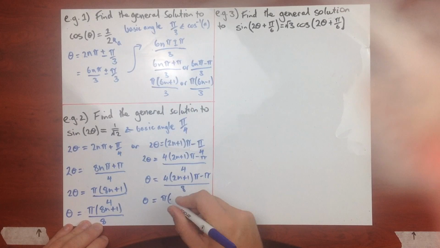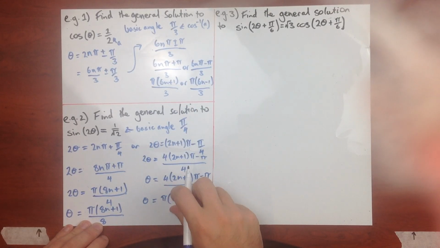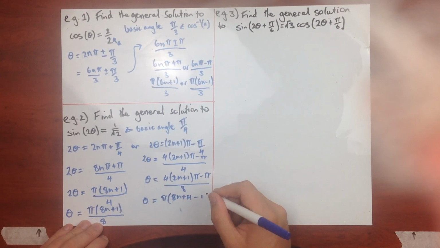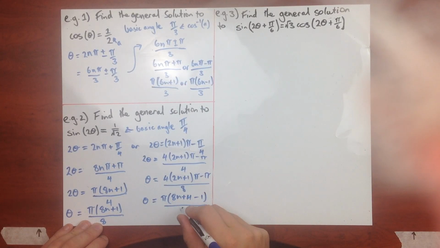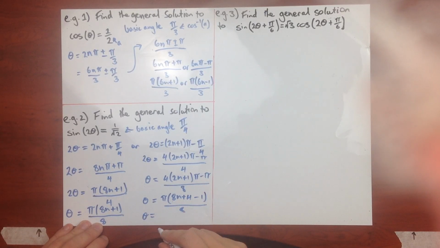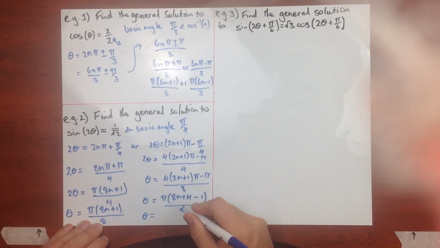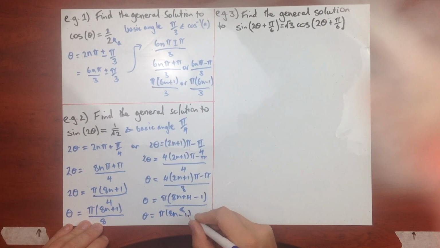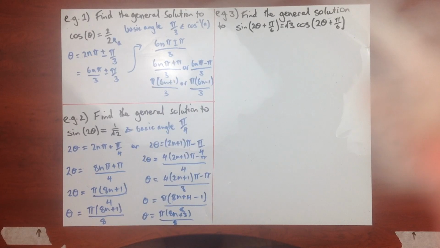And pi outside of, we can expand this out a bit, we can say 8n plus 4 take 1, on 8, or theta equals pi outside of 8n minus 1, so minus 3, or plus 3 even, so 4 take 1 is of course 3 on 8. Okay, so that one's getting a little bit squished at the end there.